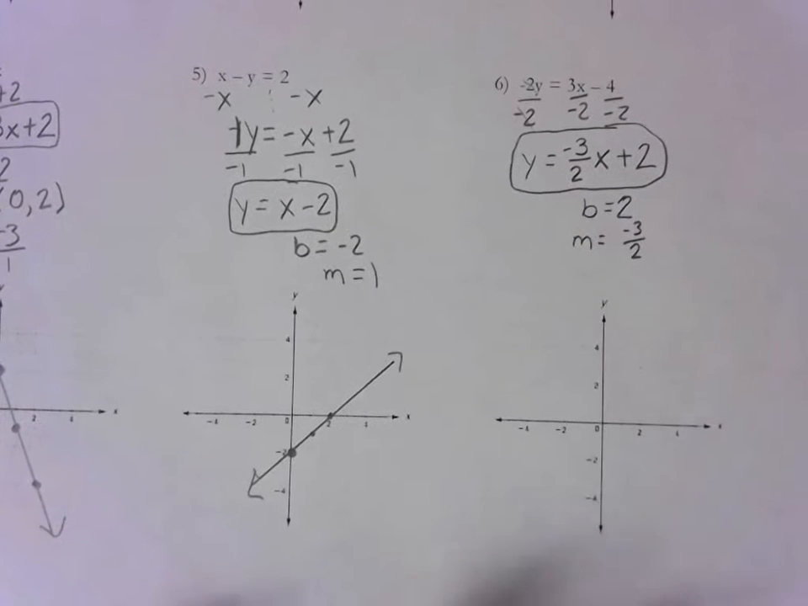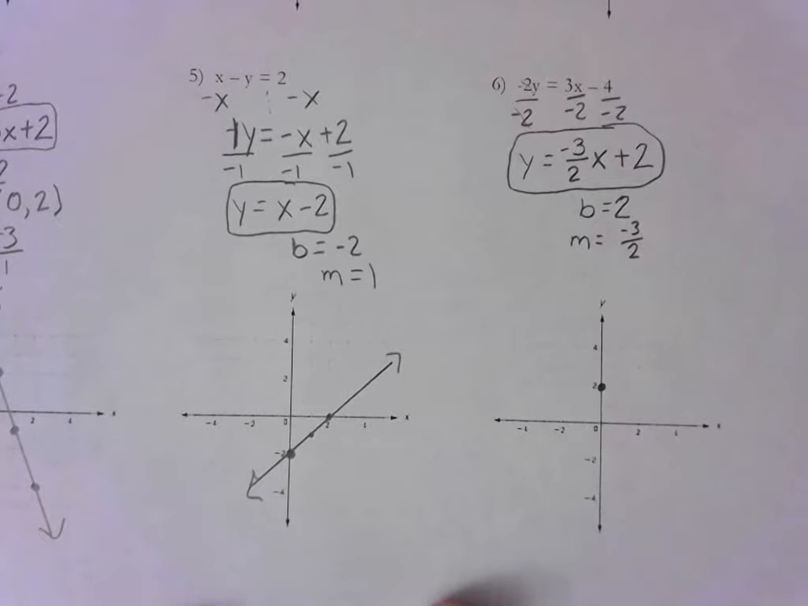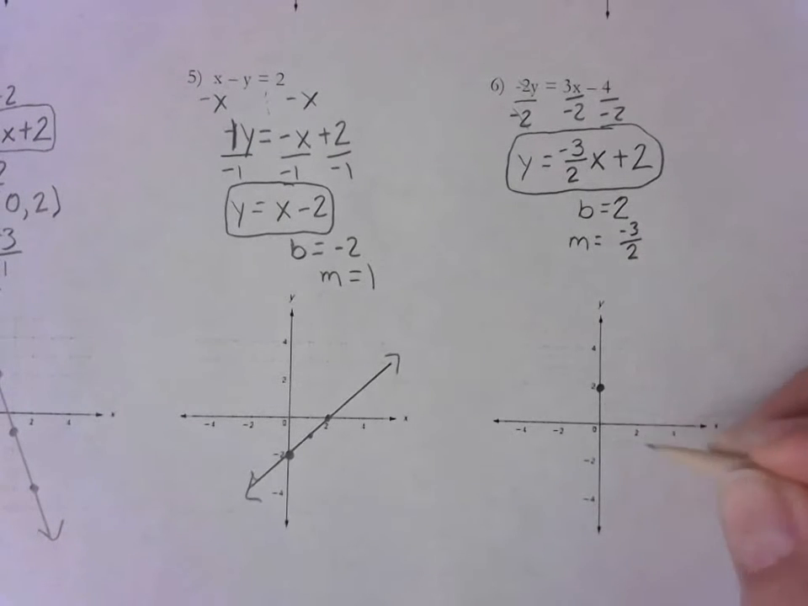So first, plot your y-intercept. That'll be right here. Y equals 2 at 0, 2. And then find another point. We need to go down 3 and to the right 2. So 1, 2, 3, 1, 2. We can do that again. 1, 2, 3, 1, 2. That's about where.